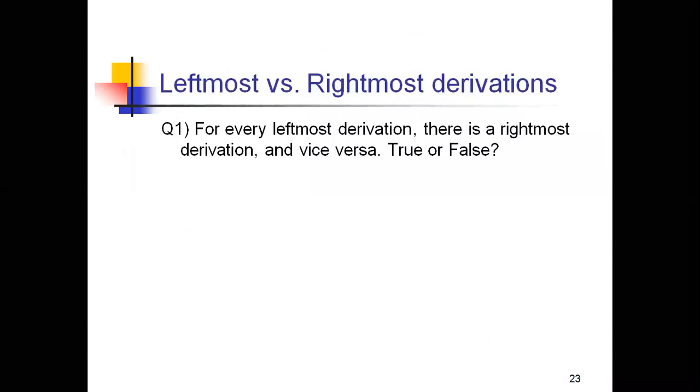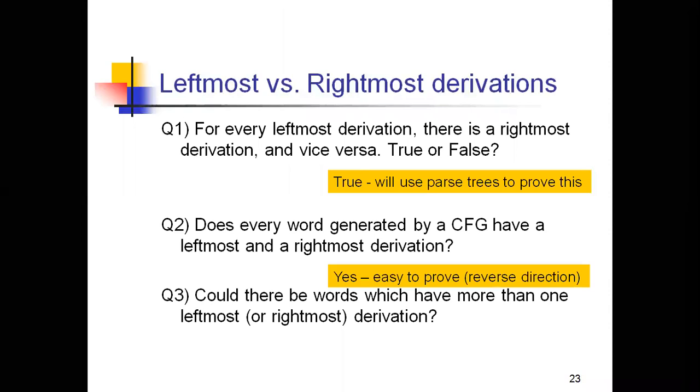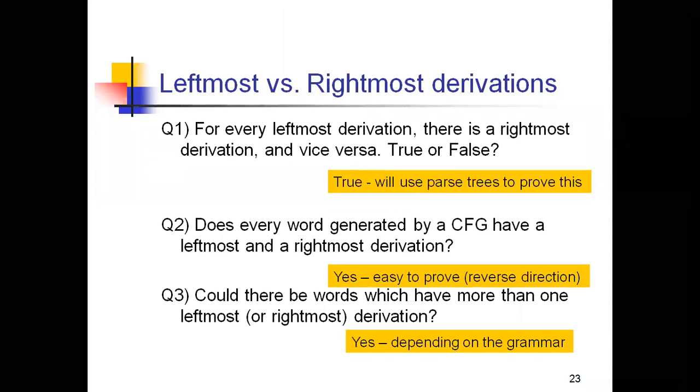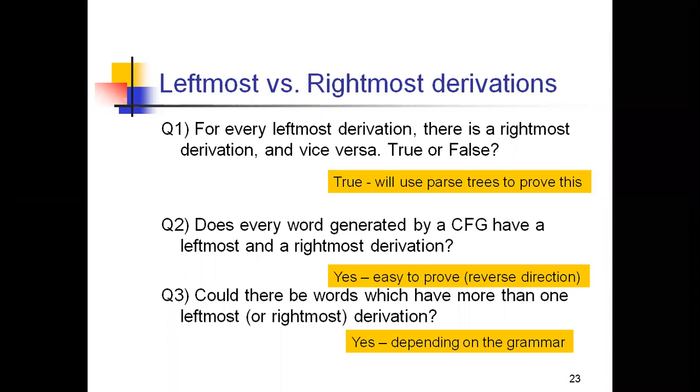And what about the leftmost versus rightmost derivations? That means here you are giving the differences between the leftmost versus rightmost. The question here is, for every leftmost derivation there is a rightmost derivation, and vice versa, true or false. It's true. Yes, for every leftmost derivation there should be a rightmost, and vice versa is applicable here. Does every word generated by a context-free grammar have a leftmost and rightmost? Yes. If you generate a leftmost, or if you generate a rightmost, vice versa is there.